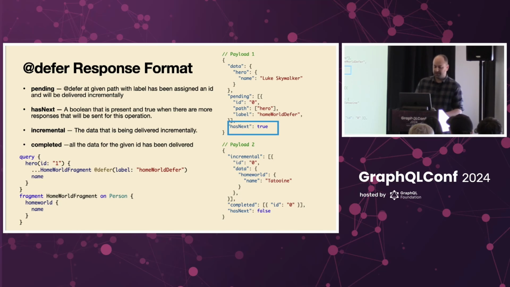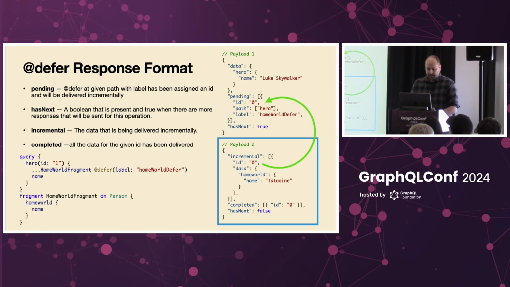All right, so now some amount of time has passed, and the server sends the second payload. This payload has an incremental array. There's an ID and data property here. The ID you can match up with the ID on the pending object to know which deferred fragment this data corresponds to. And the client will know that this data belongs at the path that was in that same pending object.